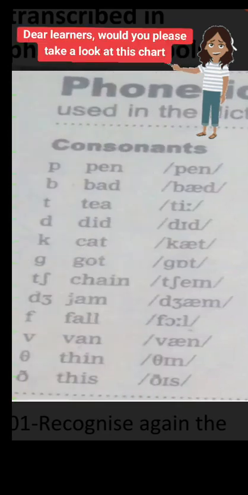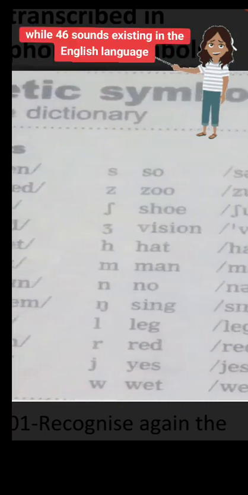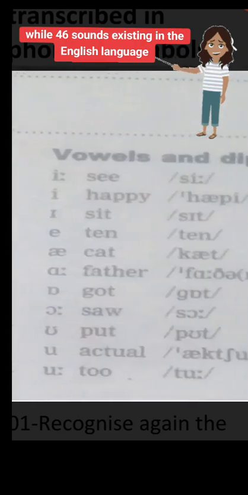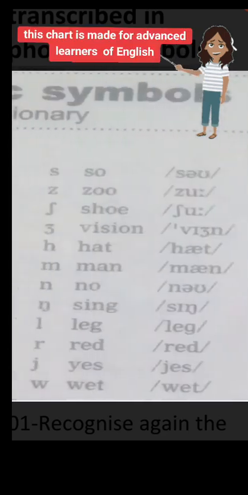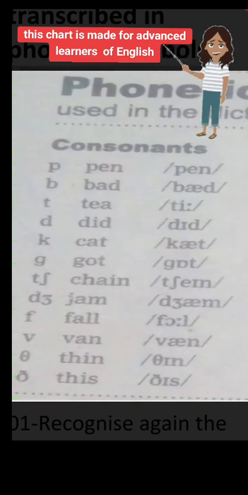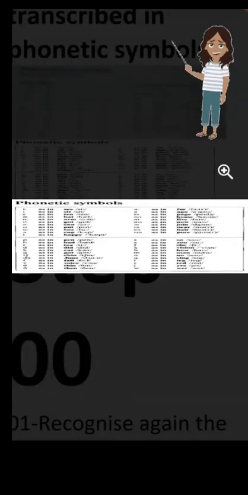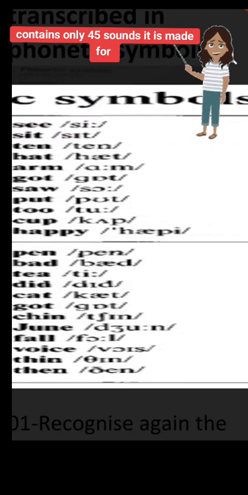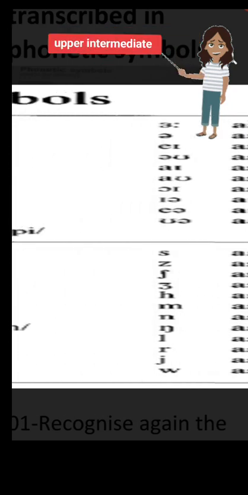Dear learners, would you please take a look at this chart of 46 sounds existing in the English language. This chart is made for advanced learners of English. The second chart contains only 45 sounds. It is made for upper intermediate learners of English.